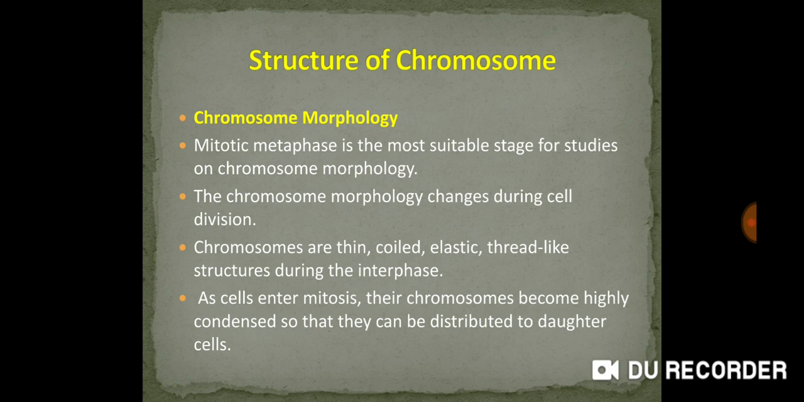Structure of a chromosome. Now we will discuss the chromosome morphology, that is the structure. Metaphase is the most suitable stage to study chromosome morphology. A chromosome changes its morphology during cell division. They are coiled, elastic, thread-like structures during interphase. When the cell enters mitosis, the chromosomes are highly condensed and distributed to the daughter cells.